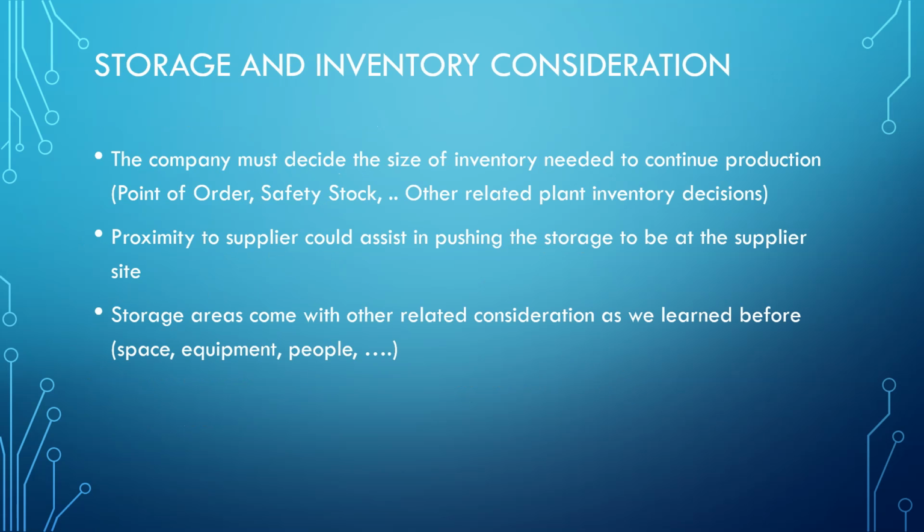As stated in previous lectures, the company must decide the size of inventory needed to continue production, point of order, safety stock, and other related plant inventory decisions. The proximity to the supplier could assist in purchasing the storage to be at the supplier site instead of creating your own warehouse or inventory. If you are closer, then you can buy just an area within the supplier's manufacturing facility, and then use that area as storage. The storage area comes with other related considerations such as space, equipment, people, as we said before, and you don't want to add that to your overhead cost for the manufacturing of that product.